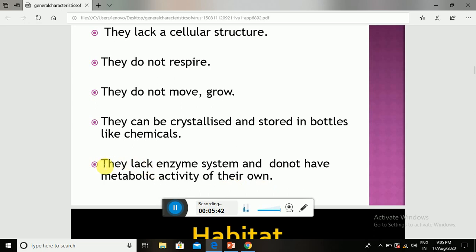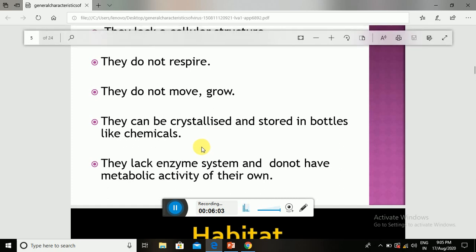The main deficiency of viruses is that they lack the enzyme system. So what is the role of an enzyme? Enzymes are biological catalysts, also known as biocatalysts. They enhance the rate of a reaction without being affected themselves, and without a specific enzyme, a reaction in a biological system cannot be carried out. Because the enzyme system is lacking in viruses, they are metabolically inactive.